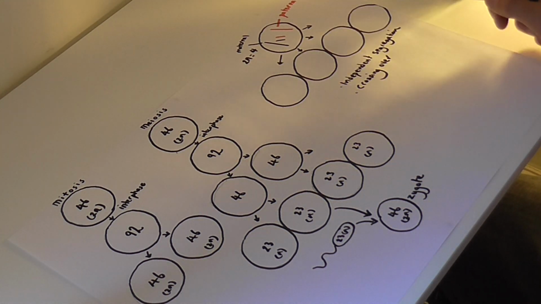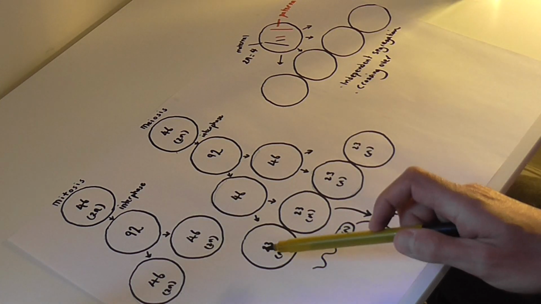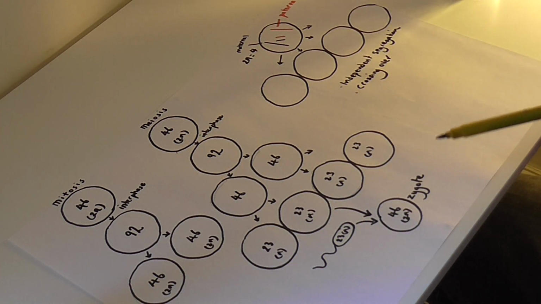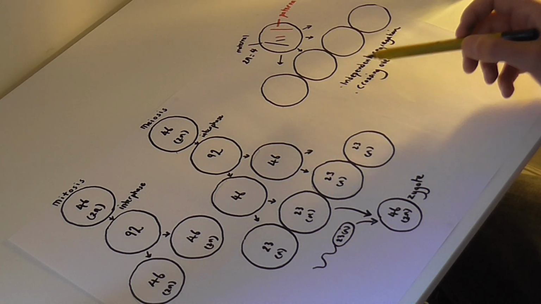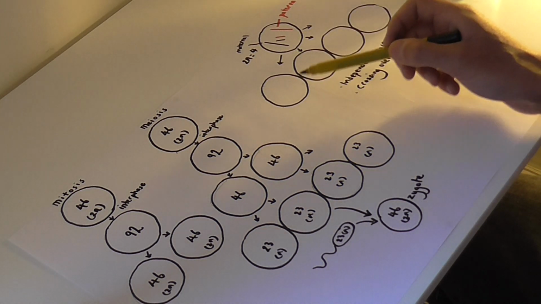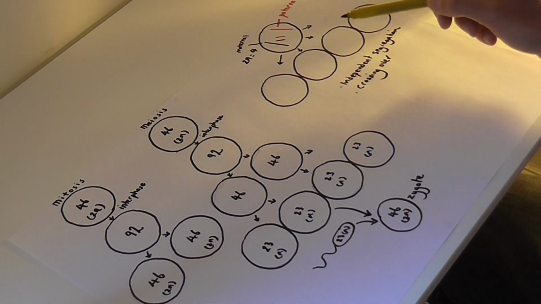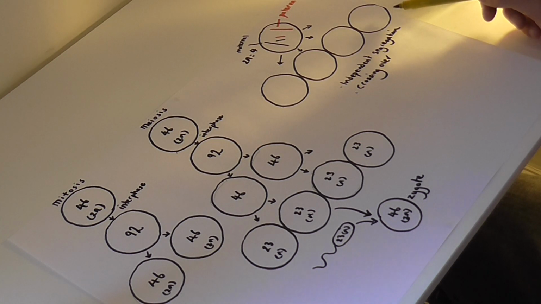I'm not showing the 2 cell divisions. This is just a summary. We're going straight to the 4 gametes. And so what's important is that you will end up with genetically varied gametes.